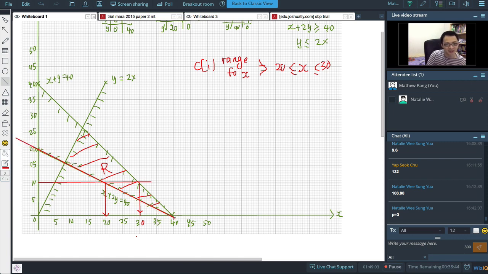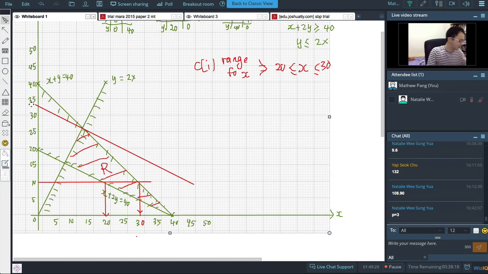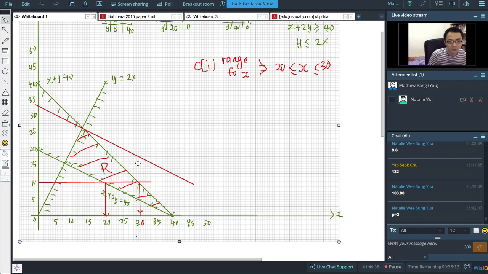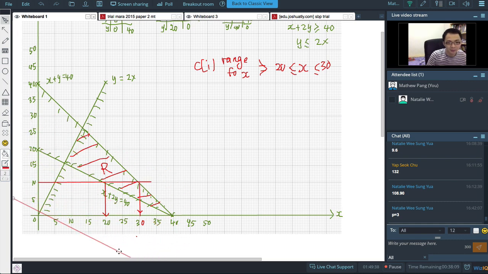Not draw like, if you're in exam, you just use a ruler. And then I will move this one, since they want maximum. So I will move this line until I touch the last point on the shaded region, which is here. Yeah, of course I will need to find out where it is. Okay, so I know the point is over there. So is this point. So you have to read what this value is.